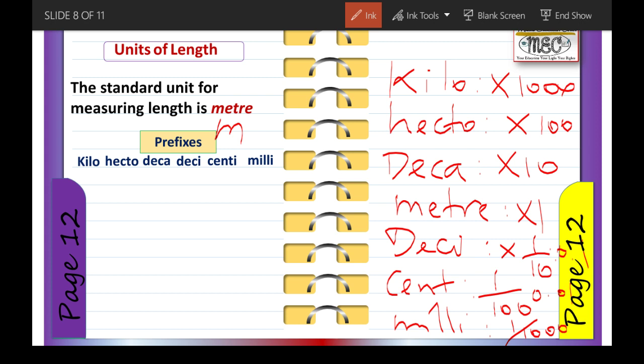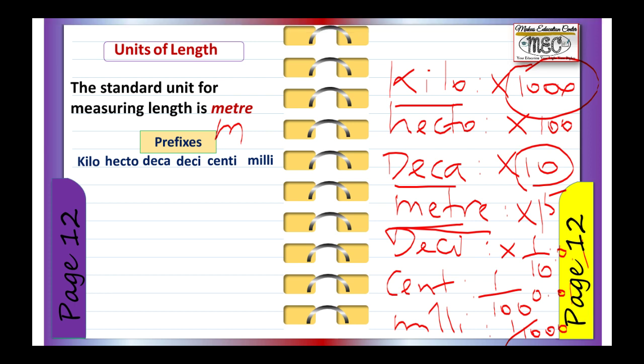For example, when you want to convert meters to kilometers, you take what you are given times 1,000. When you are converting meters into decameters, you take what you are given, for example, if you are given 5, times 10. Now, these are what you call the prefixes that we use to write the other units of length measurement.